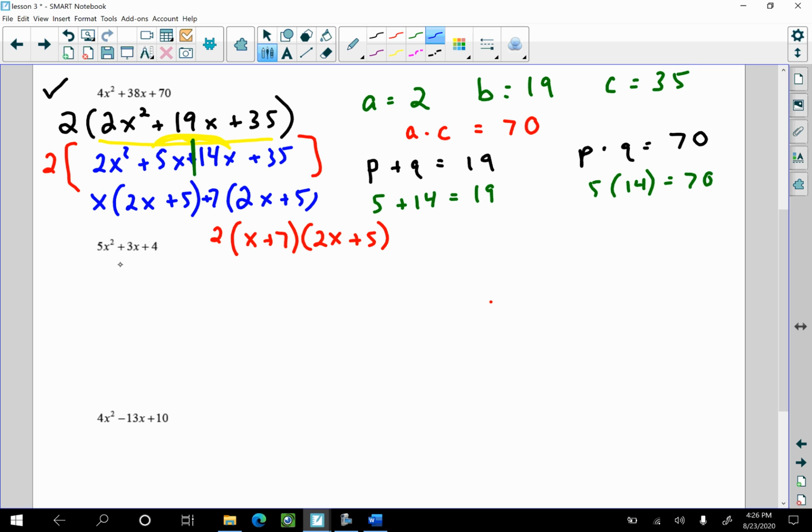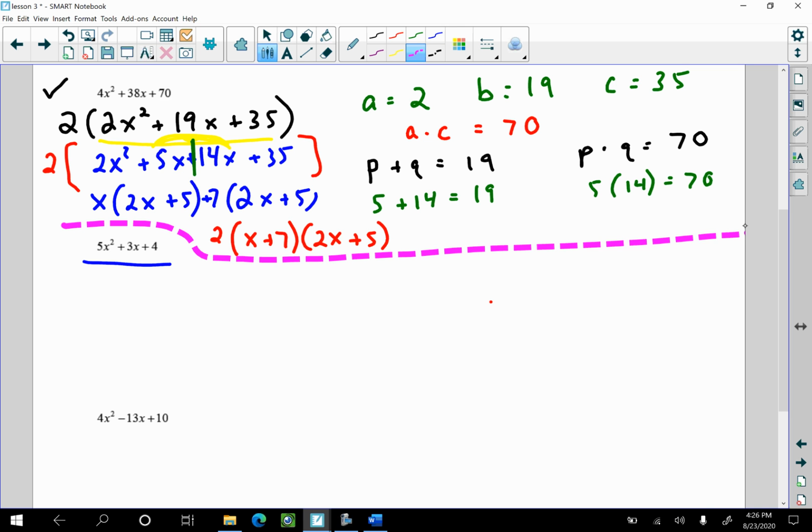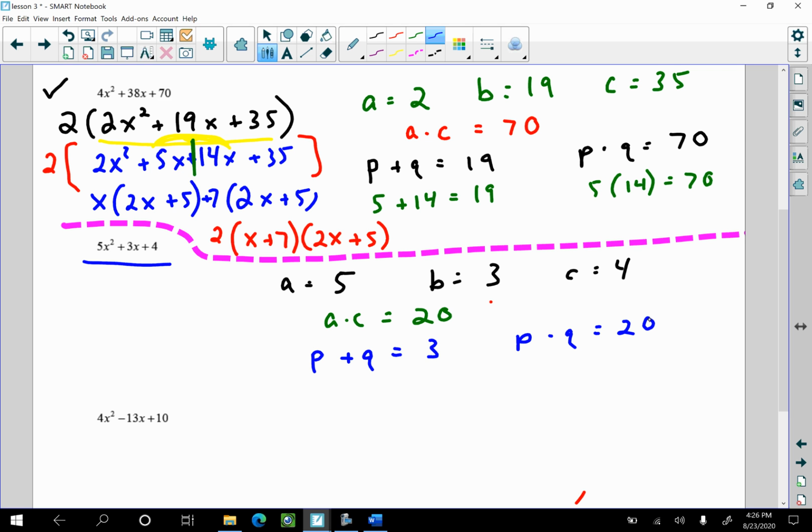All right, so let's factor this one right here. Let me separate this problem because this one here is making me nervous. All right, so I have A is equal to 5, B is equal to 3, and C is equal to 4. Use the AC method, and I have A times C is equal to 20. And now I want two numbers. When I add them together, they equal 3, and when I multiply them together, they're going to equal 20.